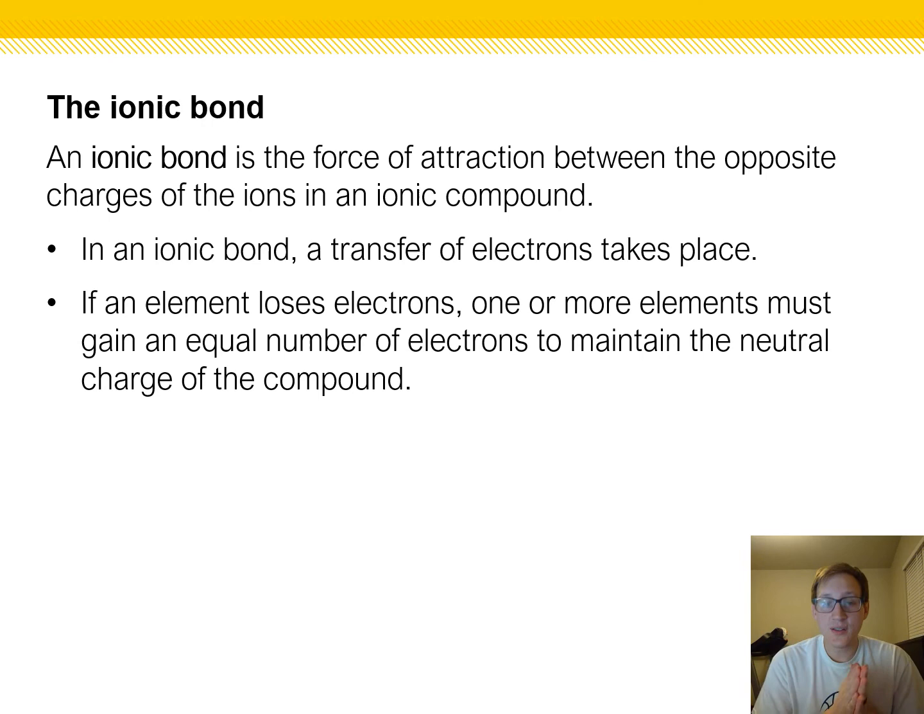If an element loses electrons, one or more elements must gain an equal number of electrons to maintain the neutral charge of the compound. So you can have a situation where one element gives up 2 electrons and you have 2 other elements that each gain 1. That is possible, but the overall charge has to be the same. You can't have something that gives up 2 electrons and then it bonds to something that only accepts 1. It has to be 2 and 2, 1 and 1, 3 and 3. It has to be the same no matter what.